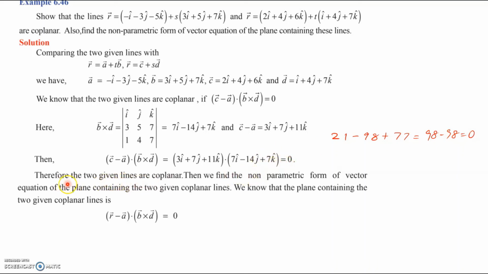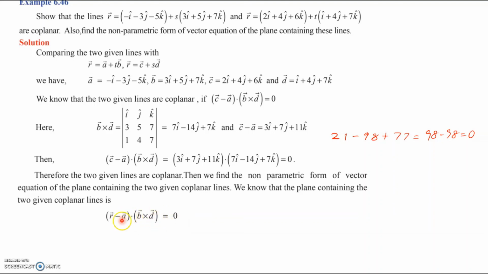Therefore, the two given lines are coplanar. Then let's find the non-parametric form of the vector equation of the plane containing the two given coplanar lines. We know that the plane containing the two coplanar lines is given by this formula: (R minus A vector) dot (B cross D) is equal to 0.